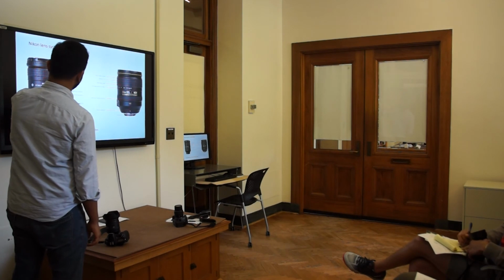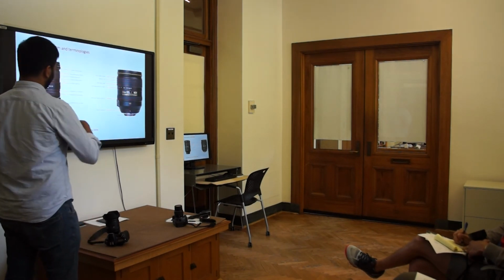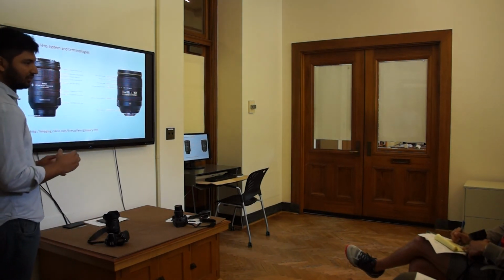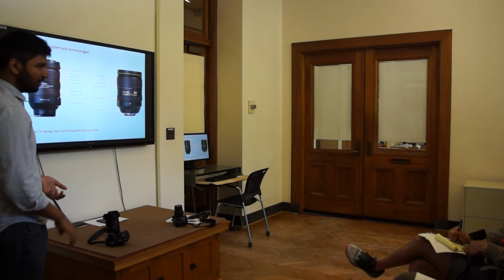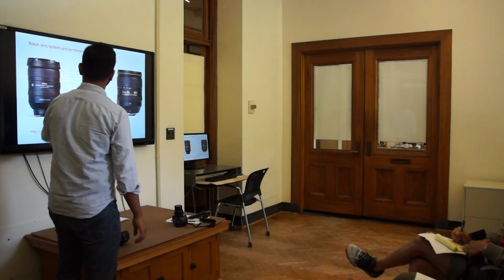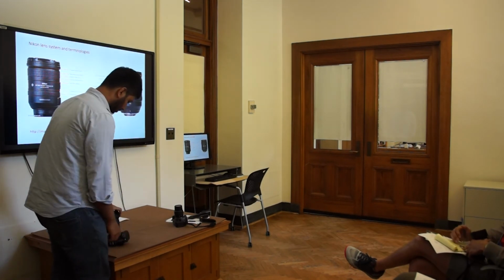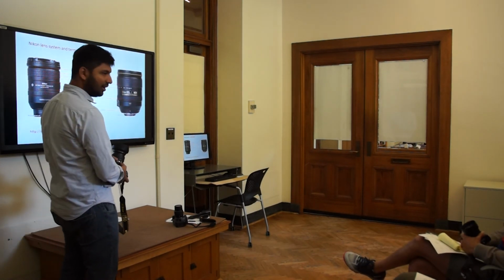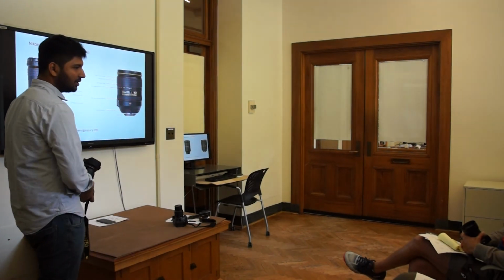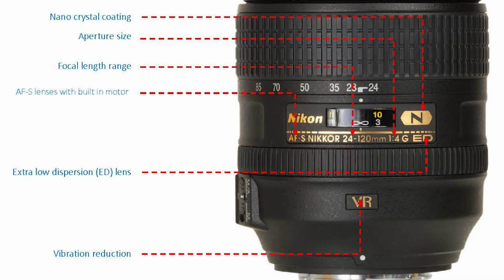And there's also a manual and autofocus switch. You can switch from manual focus to autofocus. It's pretty simple. And when the lens says N, it means nano crystal coating. It's a special type of coating which improves the durability of lenses.